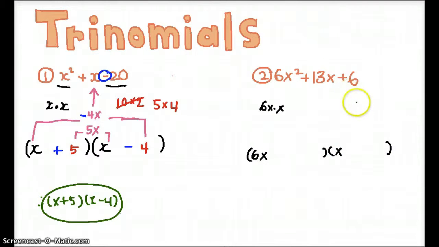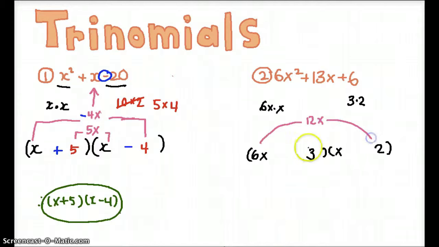And let's say for this part I think of 3 and 2. And right now, since there is no negative, we just have to think of it as positive. So I'm going to place a 2 there and the 3 there. And I'm going to multiply the two outside values and I get 12x. The two inside values I get 3x. But these two numbers, 12x and 3x, will not add up to this 13x, and won't subtract to it either. So I need to try some other values.